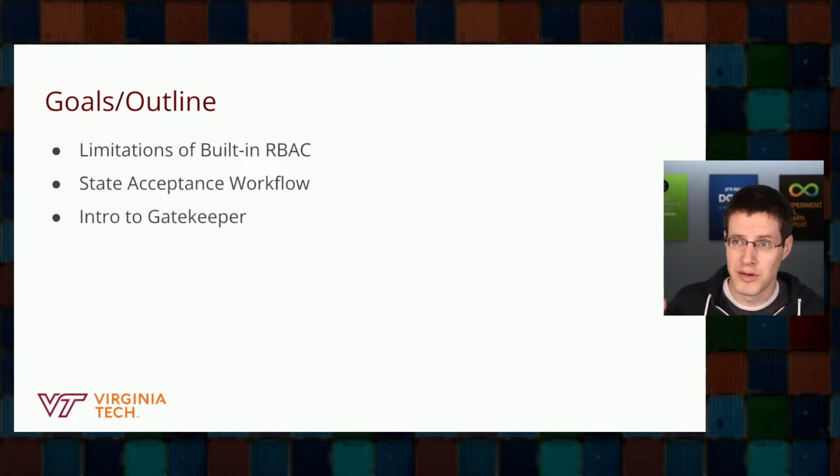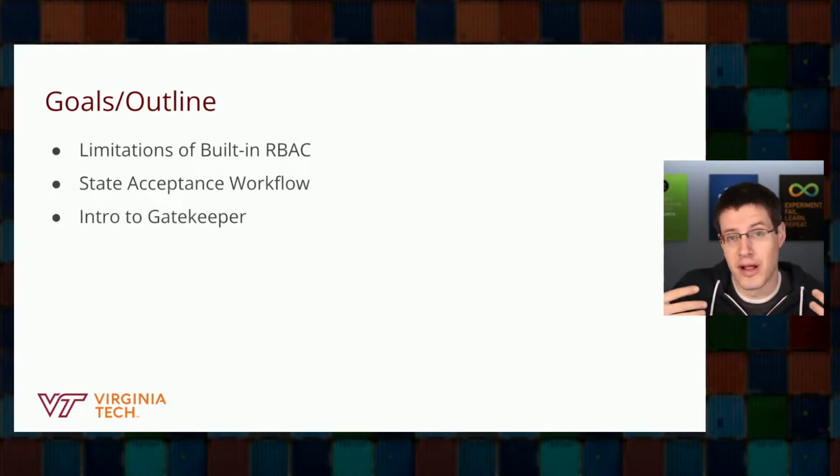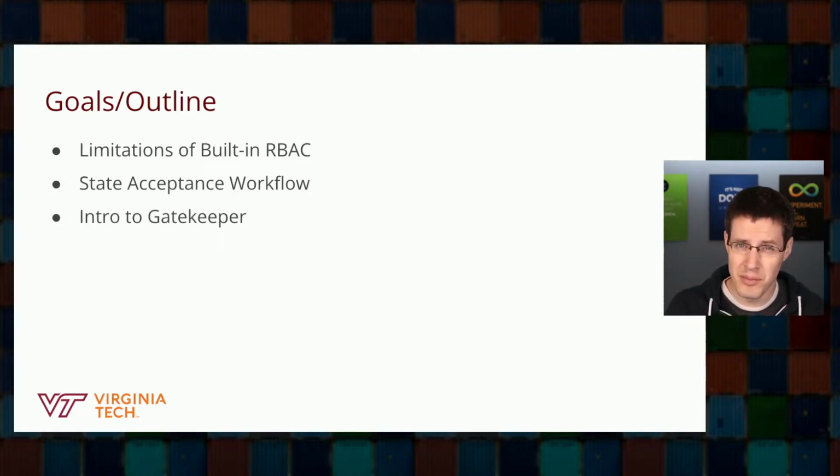I know in the past we talked about roles and role bindings and whatnot, and we'll do a quick review of that, but then also talk about where the shortcomings are. From there, we'll talk about the state acceptance workflow and the various steps that every time you make a state change, it goes through in order for that change to be applied. And we're going to talk about how we can potentially fit into that to control or add a little bit more policy into what gets accepted into our clusters.